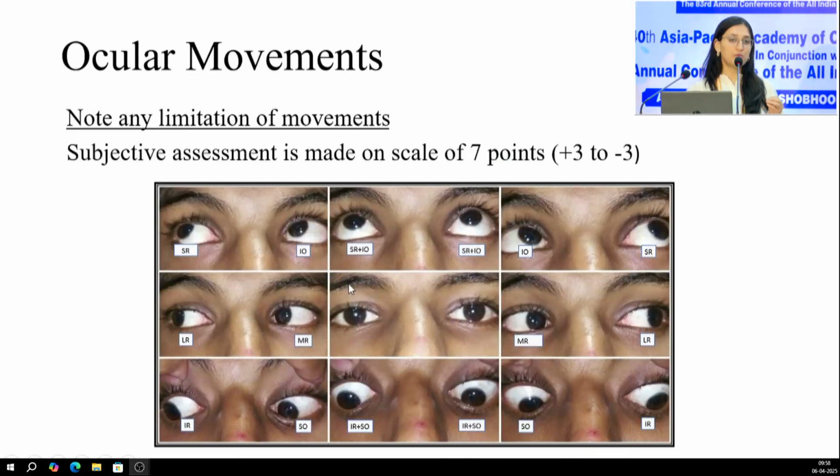Whenever we do a squint workup, the most important thing is how we are assessing the extraocular movement. So this is the primary gaze, and this is the dextroversion, levoversion, supraversion, infraversion, and all these 9 gazes are important, and we have to look for any limitation of movement in any particular gaze, and then we can grade it according to a point system.